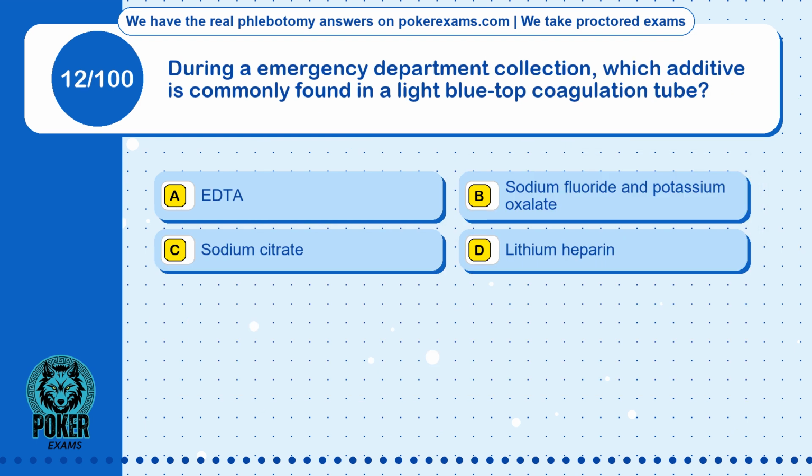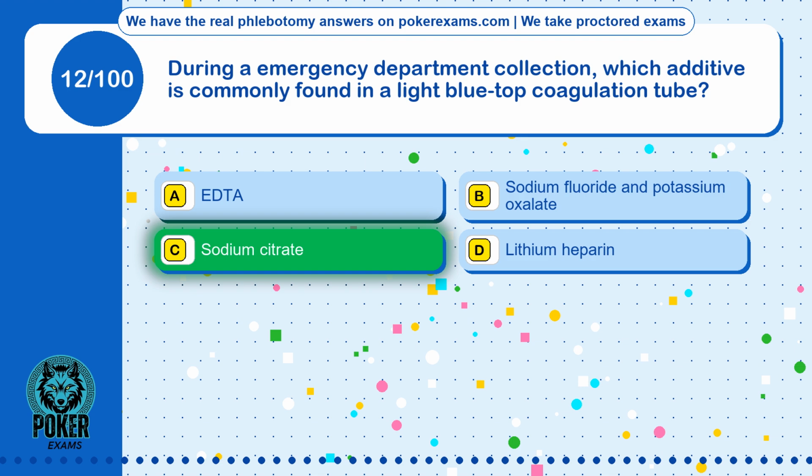Question 12. During an emergency department collection, which additive is commonly found in a light blue top coagulation tube? Option A, EDTA. Option B, sodium fluoride and potassium oxalate. Option C, sodium citrate. Option D, lithium heparin.